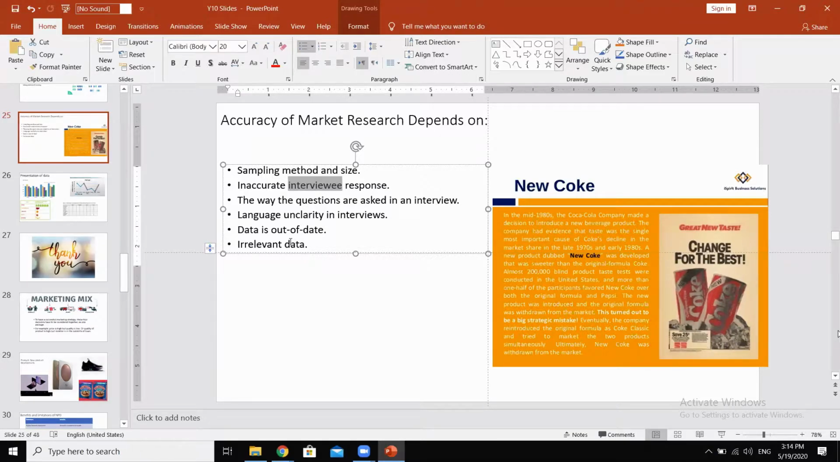Make sure your interviews are not biased. Make sure there's chance for clarification. Make sure the language you use is clear, coherent, and not ambiguous at all. Make sure the data you collect is up to date and new and it's relevant. All these things make market research more accurate.